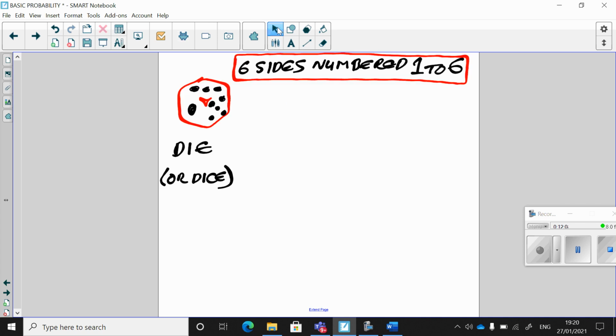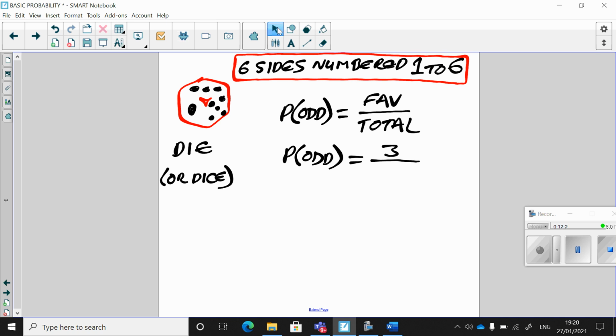So let's go back to the question. The probability of throwing an odd number here, what we've got is favourable over total. In our favour, we just saw there, it could be 1, 3 or 5, so that's 3 numbers, over our total of 6. And if you think 3 over 6 can get reduced as a fraction, then do so.